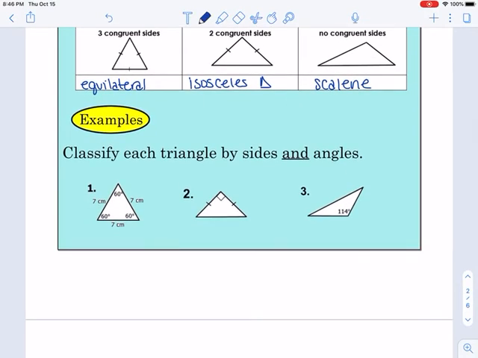So the first thing that we're going to do is classify each of these 3 triangles by its sides and by its angles. For number 1, I have 3 equal angles. So I'm going to write A for angles and then S for sides. If you're classifying it by angles here, this is equiangular. And if you're doing it by sides, I have 1, 2, 3 equal sides. That's equilateral.